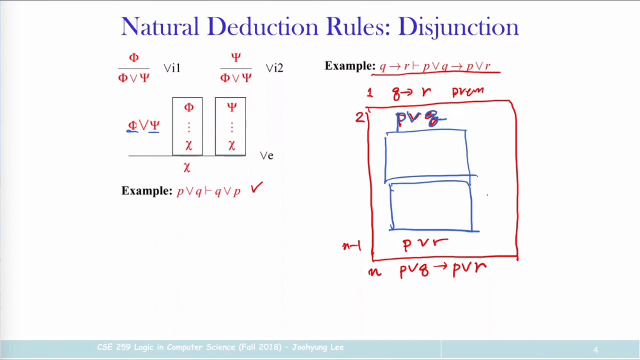What I want to do is to use OR elimination, which is shown on the left-hand side. So I want to use phi or psi, and if from phi I can derive chi, and from psi I can derive chi, then we are done with the proof of chi. So we just need to fill out the boxes. What is the first line of the first box?